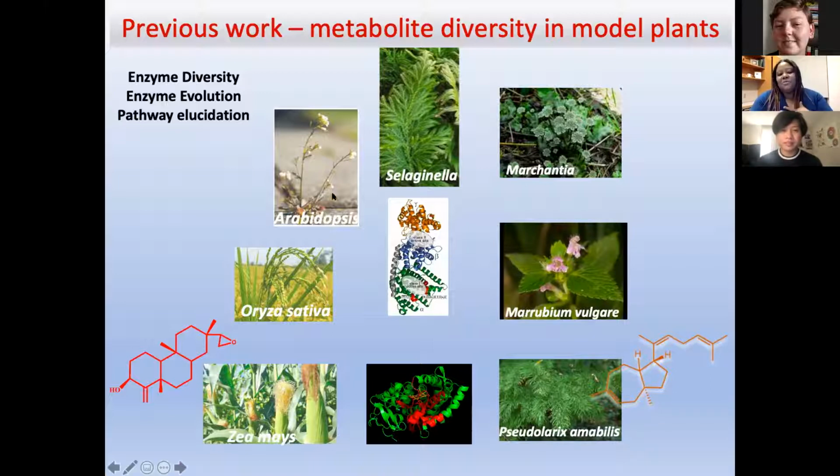I just want to highlight this: all plants have this wonderful diversity. So it's not always about looking for the exotic ones. Things in our backyards, or crops which we think might be boring, are actually very chemically diverse as well.